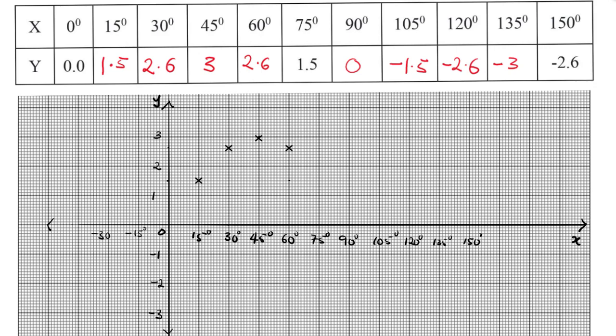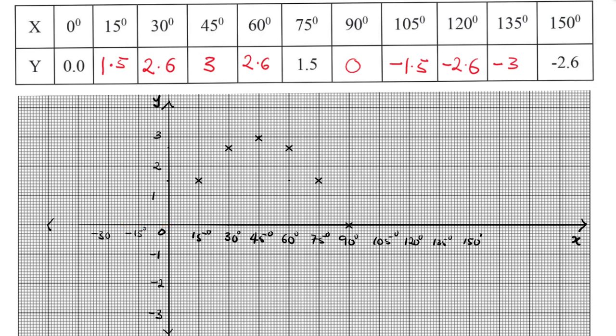Next is when x is 75, y is 1.5. So where is 75? This 75 and 1.5 is going to be actually 5 boxes above 1. So it's going to be here. They're going to meet here, right? The next one is when x is 90, y is 0. So this is 90 and this is 0, right? So they're going to meet here.